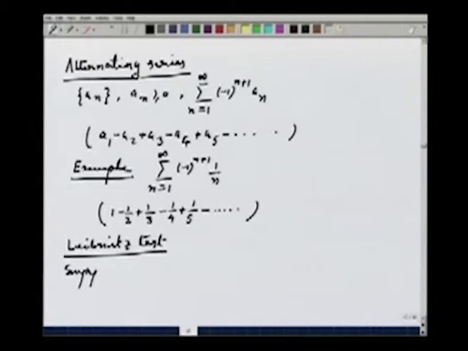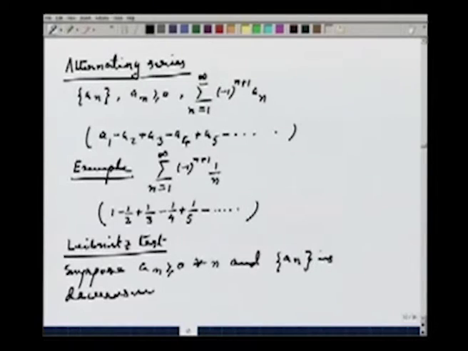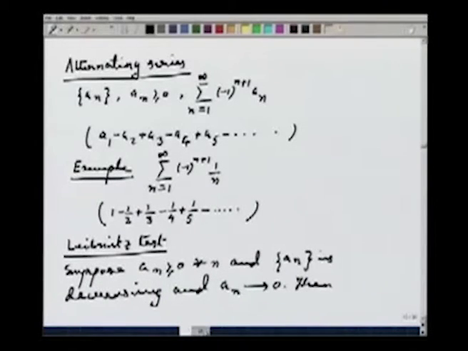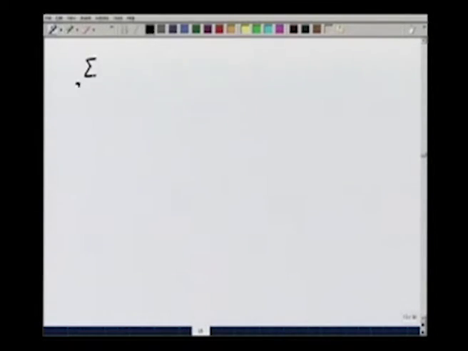Suppose an is non-negative for all n and the sequence an is decreasing and an converges to 0. So what are the properties? I have a sequence an such that elements are non-negative, it is decreasing and it converges to 0. Then the alternating series, summation n from 1 to infinity minus 1 to the power n plus 1 an converges.